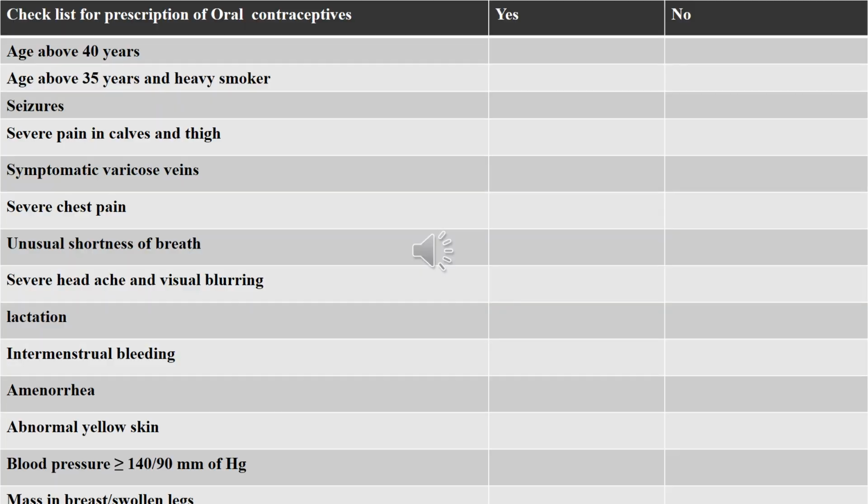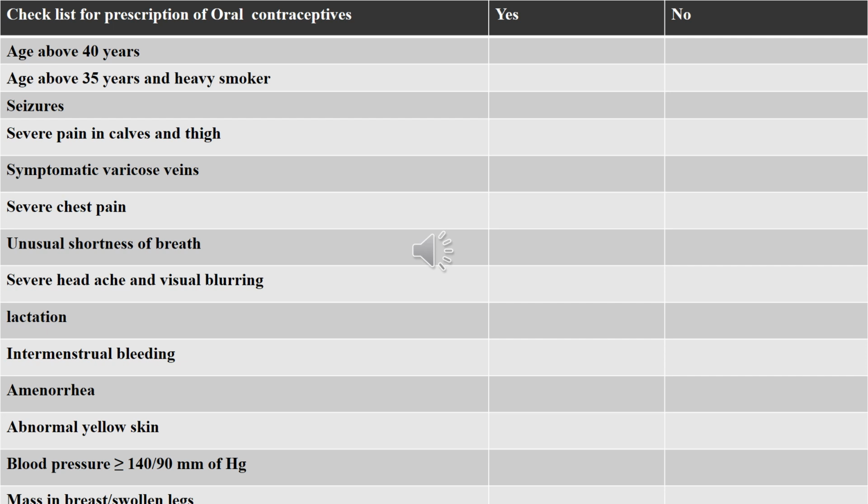Before you prescribe oral contraceptives, there is a checklist for their prescription, and you should take a history and do an examination. You should ask if the female is above 40 years of age, or above 35 and a heavy smoker, or if there is any history of seizures, pain in the calves or thighs, symptomatic varicose veins in the legs, any history of chest pain, unusual shortness of breath after examination, or a history of severe headache, migraines, or visual disturbances.